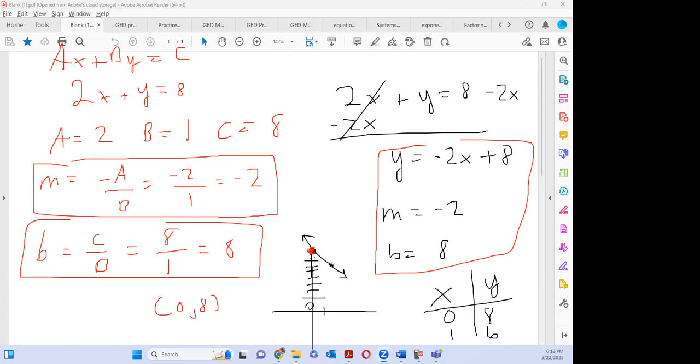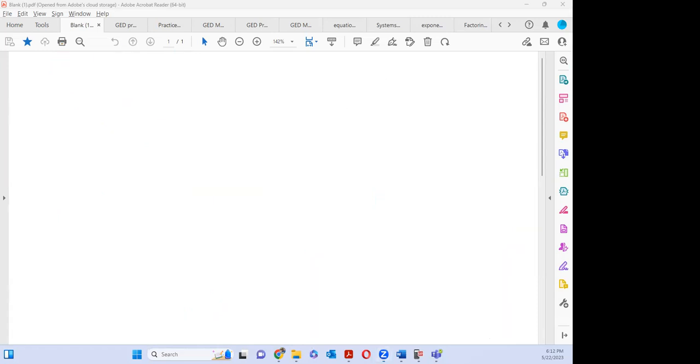(0, 8). Got it. Wonderful question. Wonderful question. I love it. I love questions like that, because that's where the conceptual understanding comes in.